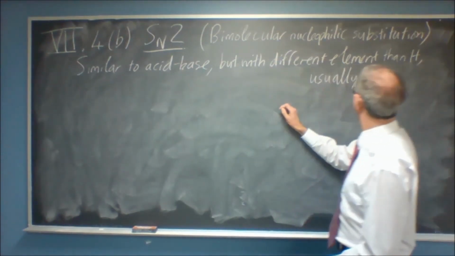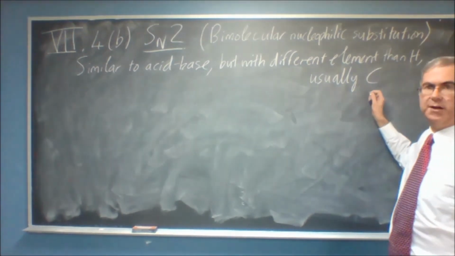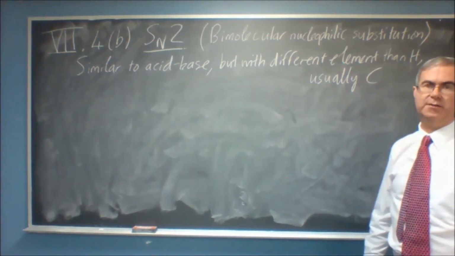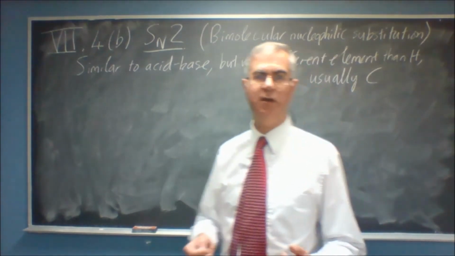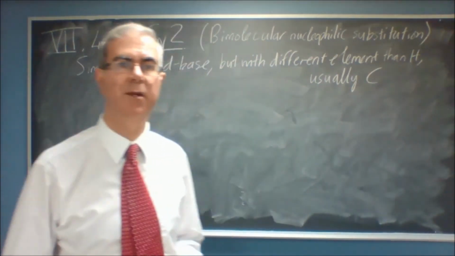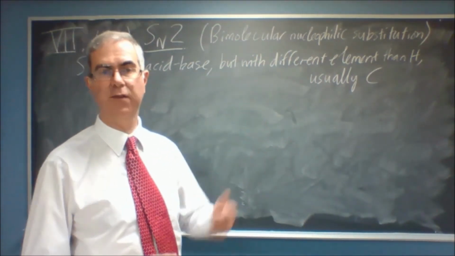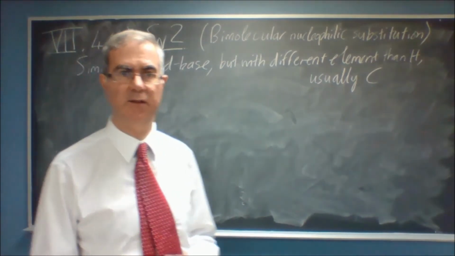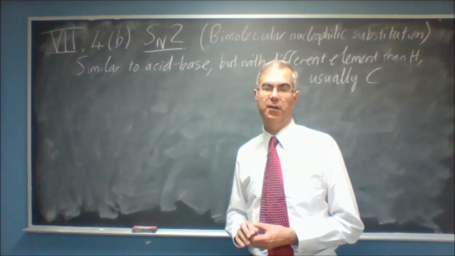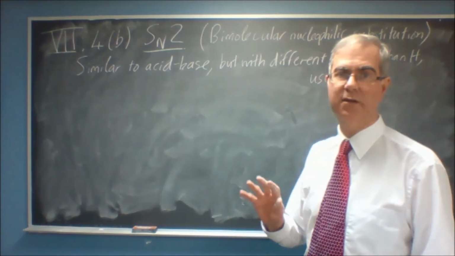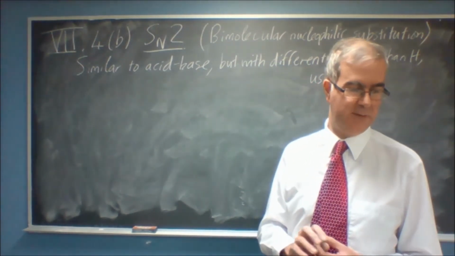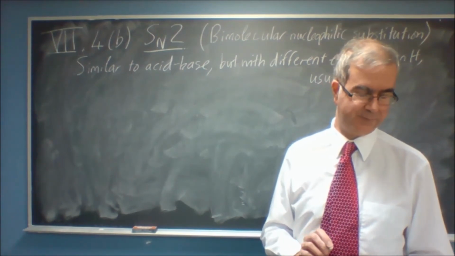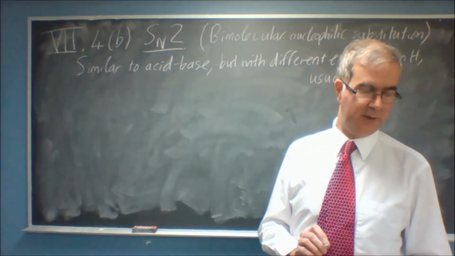And usually, in an organic chemistry class, the atom where the substitution is occurring is going to be a carbon. But these same types of processes can happen on other elements like silicon and things like that, though you've got to be careful, they can go by different mechanisms.